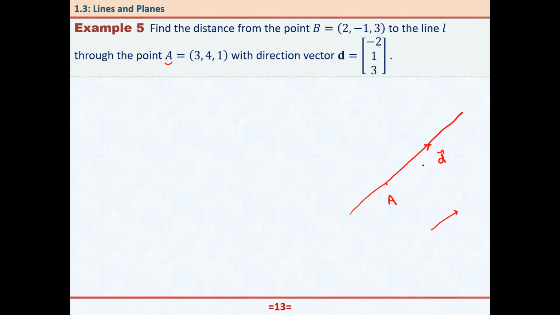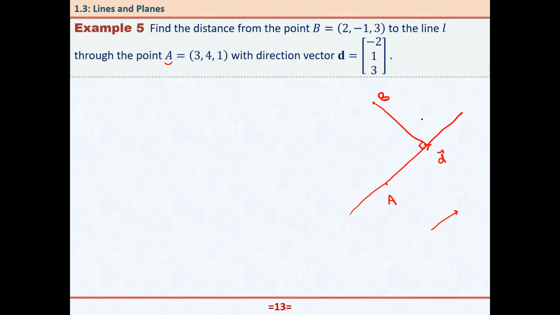Here we have a point, let's say somewhere here, point B, whose coordinates are given as (2, -1, 3). So the idea is we need to find this distance from B to the line. Actually, that makes it 90 degrees. So we need to find this distance.